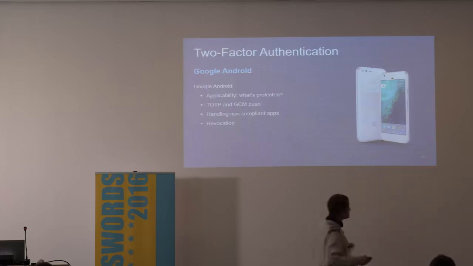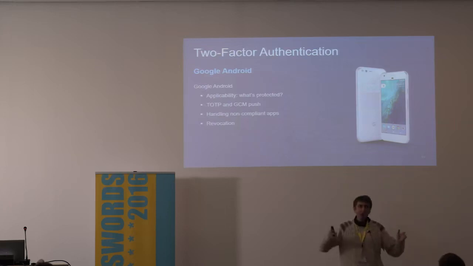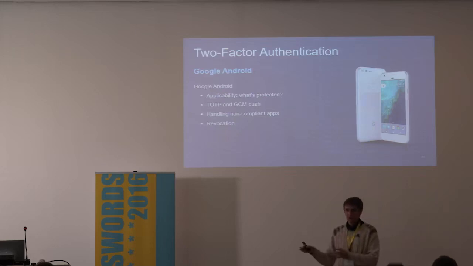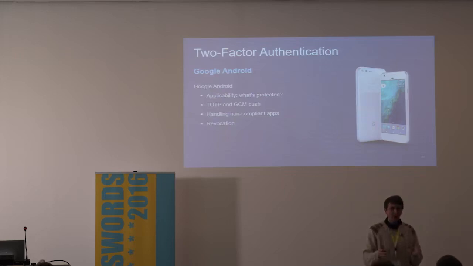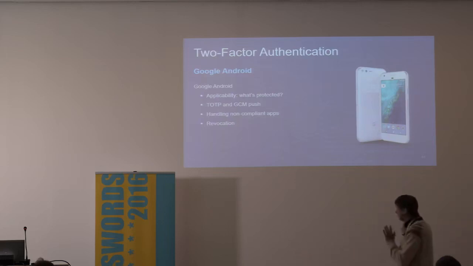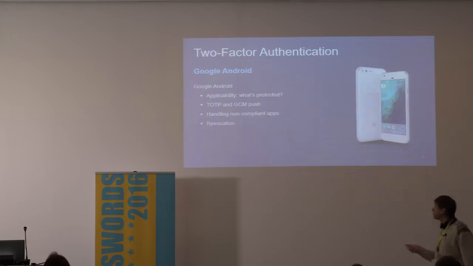No. OK. So let's go to Google Android. And the first thing I must say, we are discussing Google Android as opposed to Android per se. Because it's Google, with its Google Cloud Messaging, that is slapping secondary factor authentication on top of Android. AOSP Android does not have any of that. Absolutely not. So, talking about Google, we'll speak about what's protected, TOTP and GCM push notifications, non-compliant apps, and revocation.